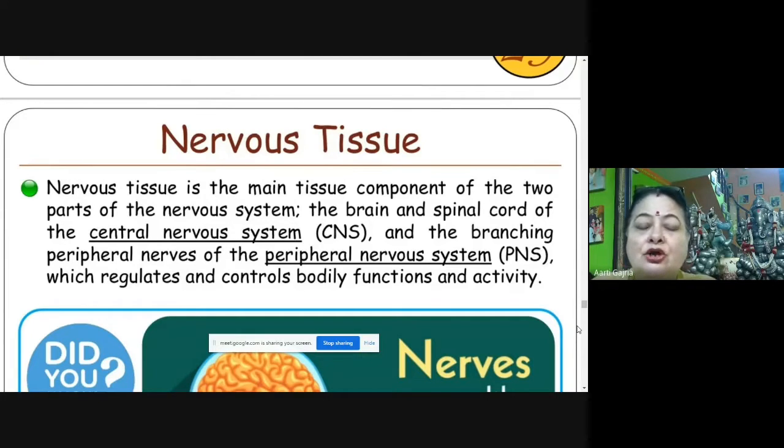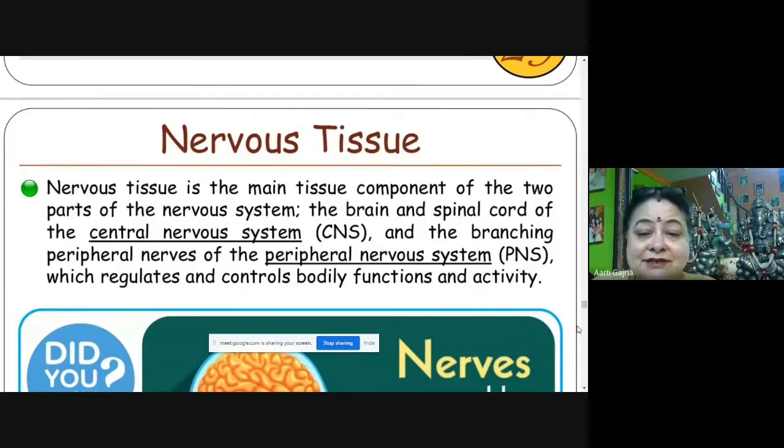Brain and spinal cord consist of the central nervous system, which is also called CNS in short, and the peripheral nervous system. Peripheral nervous system are the branches of these nerves which are going to the periphery of the body. So they are called peripheral nervous system, PNS. And the central nervous system and the peripheral nervous system together are controlling all the body functions and activity. Our brain is made up of nervous tissue only. Our spinal cord is made up of nervous tissue only.